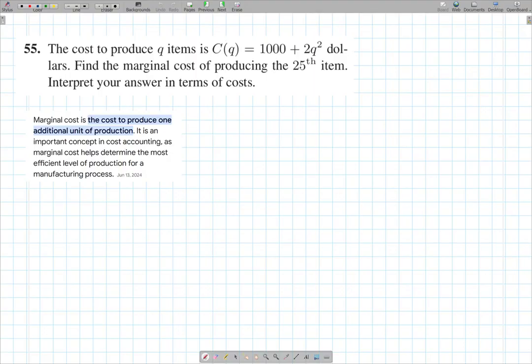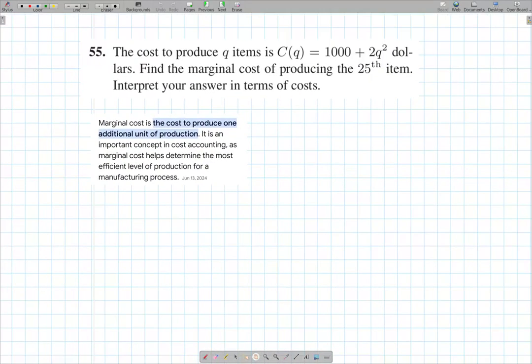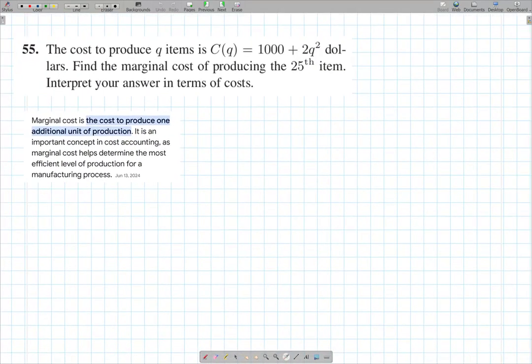Next. Number 55. The cost to produce Q items is C of Q equals 1,000 plus 2Q square dollars. Find the marginal cost of producing the 25th item. Interpret your answer in terms of cost.